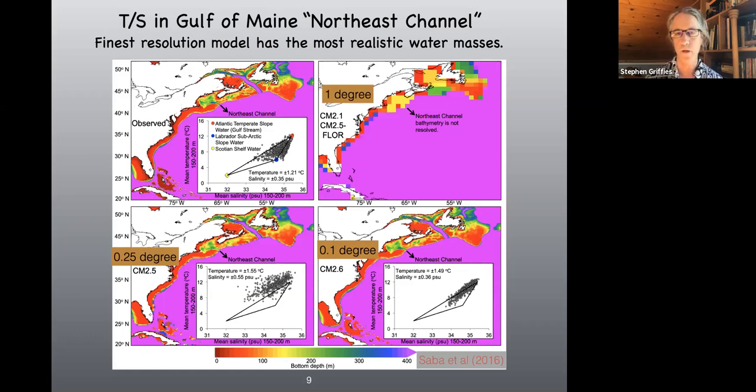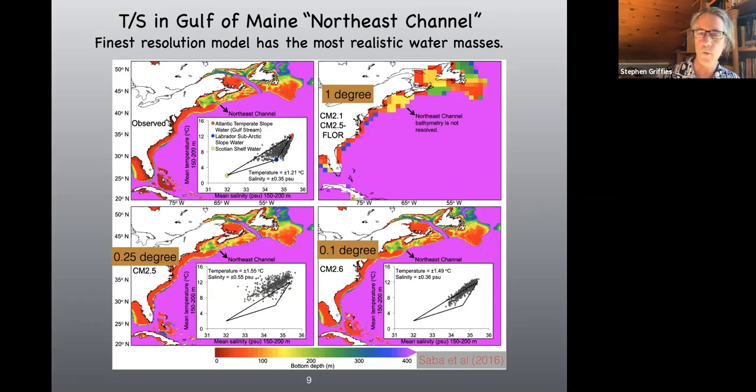The top left is observed. Then you have the 1 degree, the 1/4 degree, and the 10th degree model representation of the water masses in that region of the ocean. And as you can see, this is a kind of verification or validation of the model, to show you that the 10th degree model does better in this realization of the ocean, with the water masses in that region, than the 1 degree or the 1/4 degree. So that's good. We can trust at least this model, that it's not doing something completely different, like a different planet.